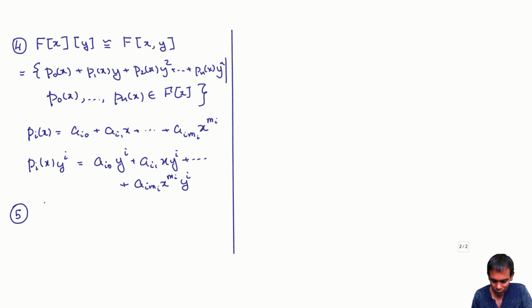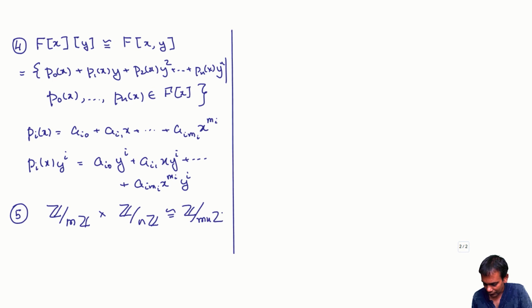Okay, another example of a ring isomorphism: we've seen that if m and n are co-prime, then Z mod mnZ is isomorphic to Z mod mZ times Z mod nZ. And this was the Chinese remainder theorem. But this is also a ring isomorphism. Just go back and check how we constructed this isomorphism and verify that it preserves, in addition to the addition, also the multiplication and units.